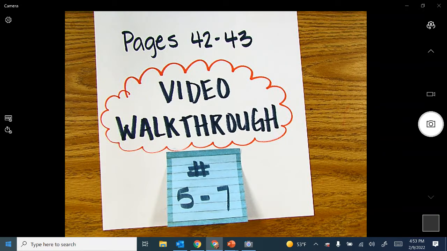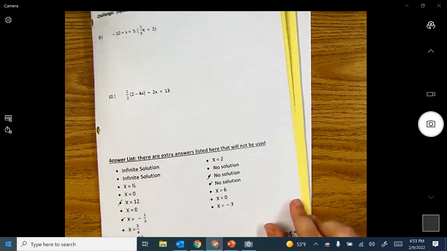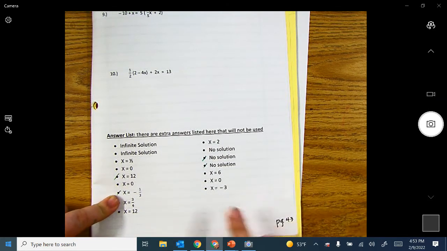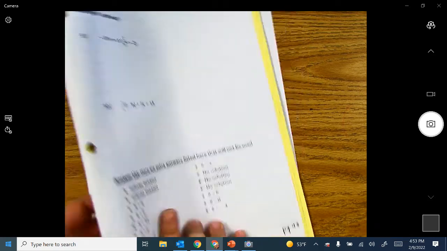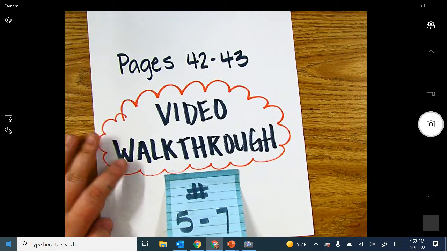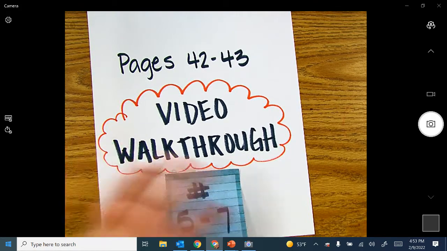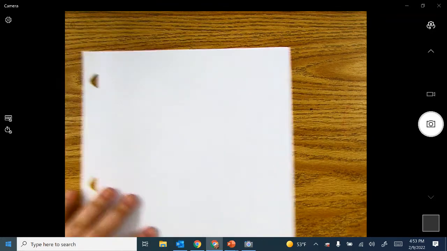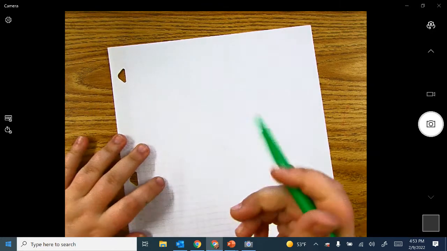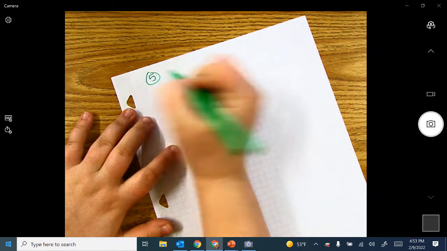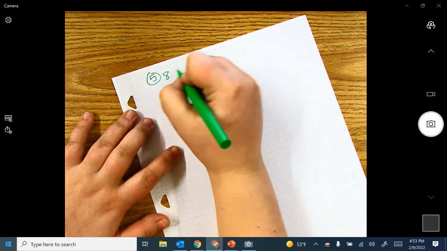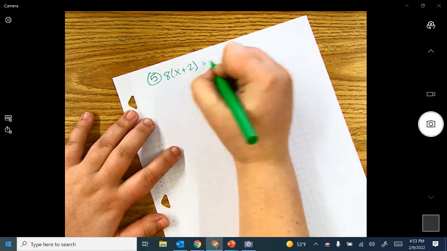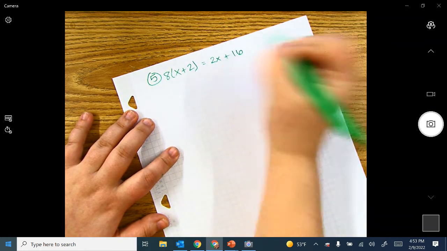So just to recap, in the last video, we were able to cross off these four solutions: x equals 12, x equals negative 1/3, and then two no solutions. All right, so continuing with problem 5. Problem 5 is 8 times the quantity of x plus 2, and that is equal to 2x plus 16.